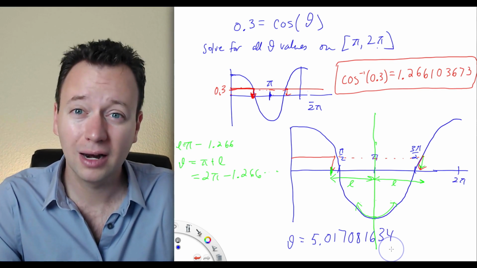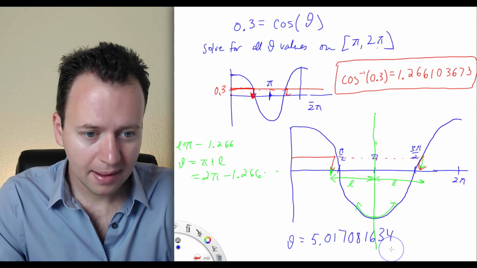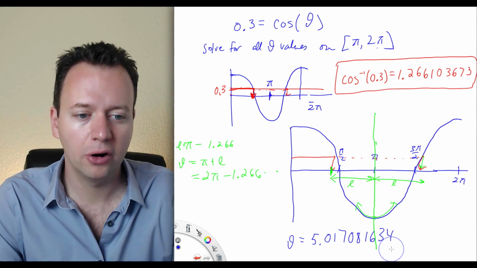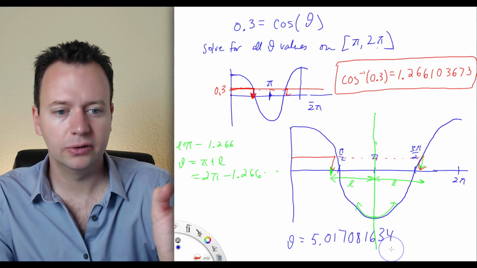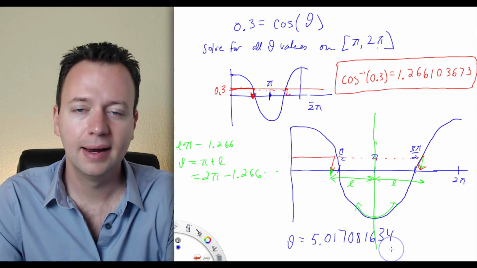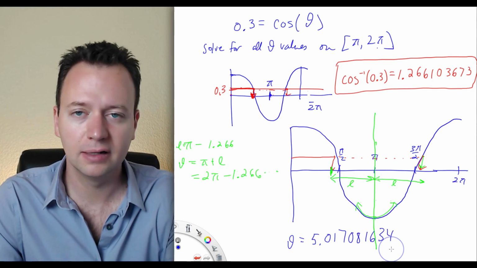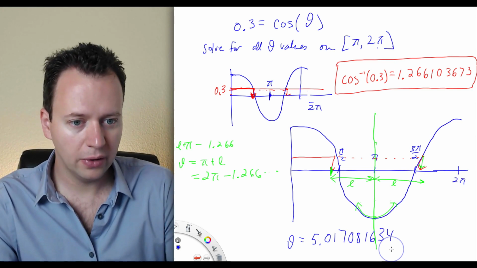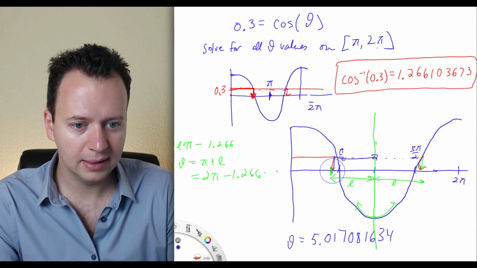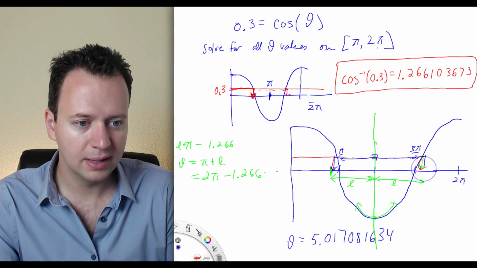Now you'll note if I did 2 pi minus 1.266103673, I would have gotten the same result. But I just did that as part of saying, how far is this point from pi? Let's take that distance and add it to pi instead of subtracting it. So instead of going this way to get to that point, I'm going this way to get to this point.